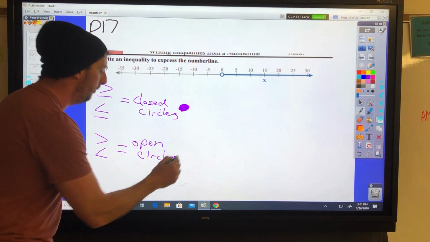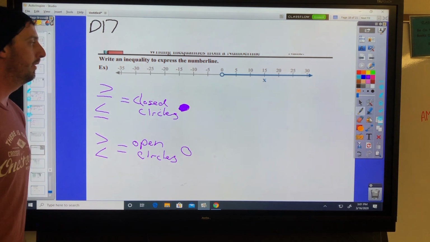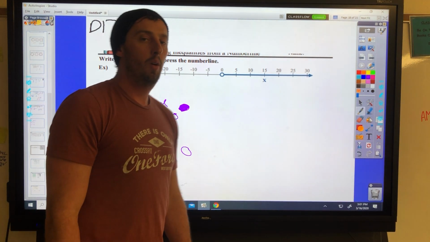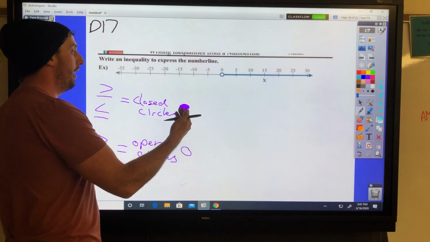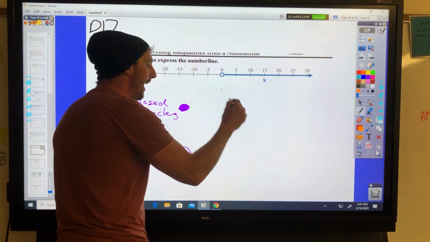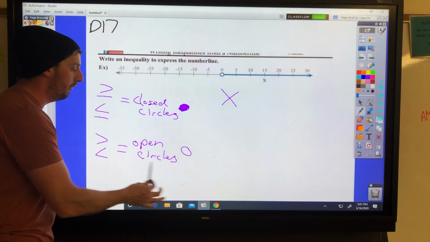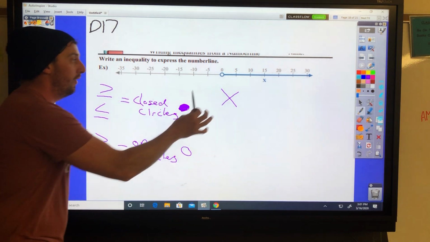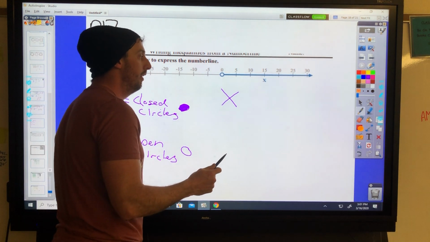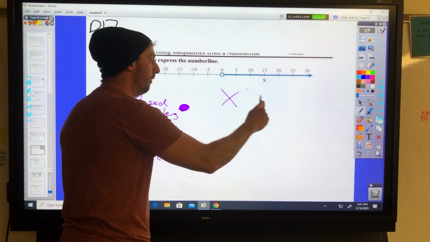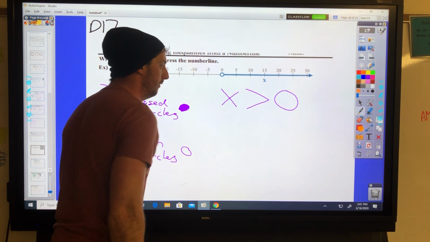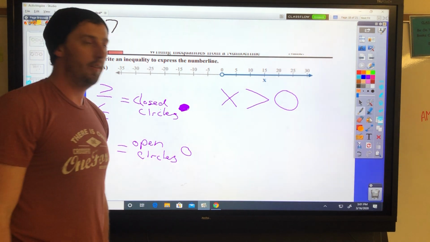Again, this is just all review. So you have an open circle that just looks like that. Okay? So I have to write the inequality to express what's on the number line. So I have a 0 with an open circle. So I'm going to represent that as x. We have open circles. And is it greater than 0? I believe so. So any number that is greater than the number 0. So x is greater than 0.